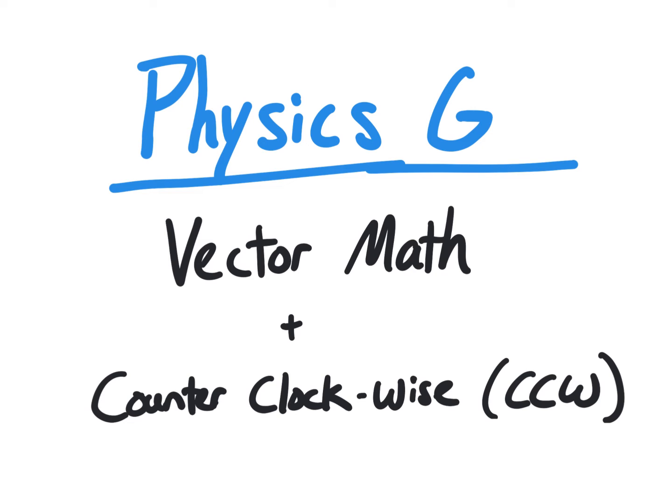Hello, in this video I want to take you through a quick example of solving for a resultant using your Pythagorean theorem, so doing some vector math, and then also finding the angle in relation to the x or the eastward line using a counterclockwise method. So please have your notes ready and we'll go through these two examples.